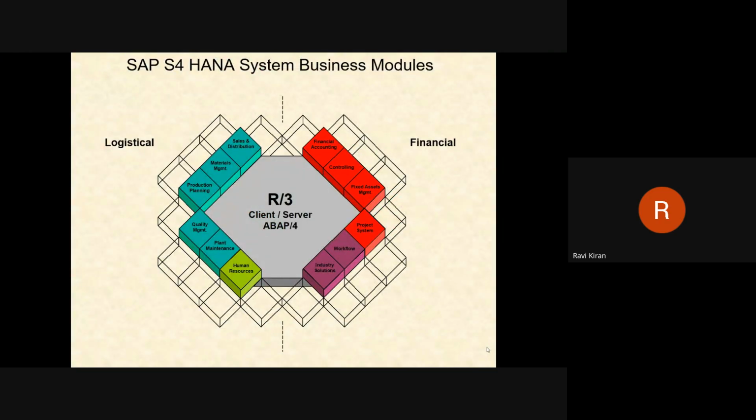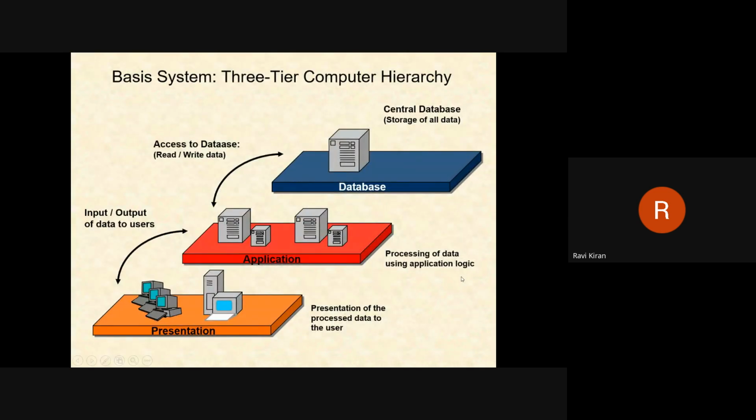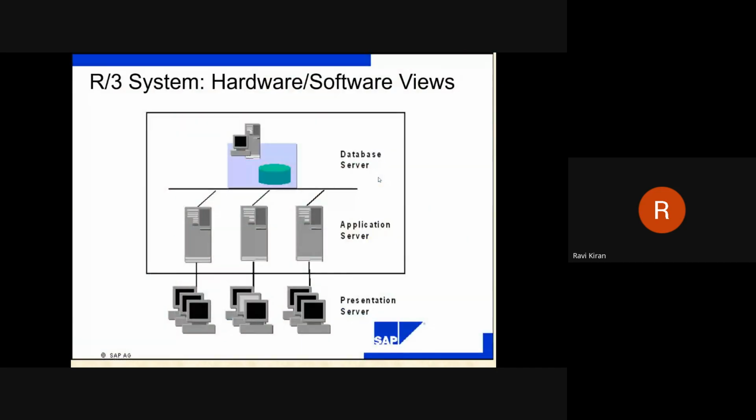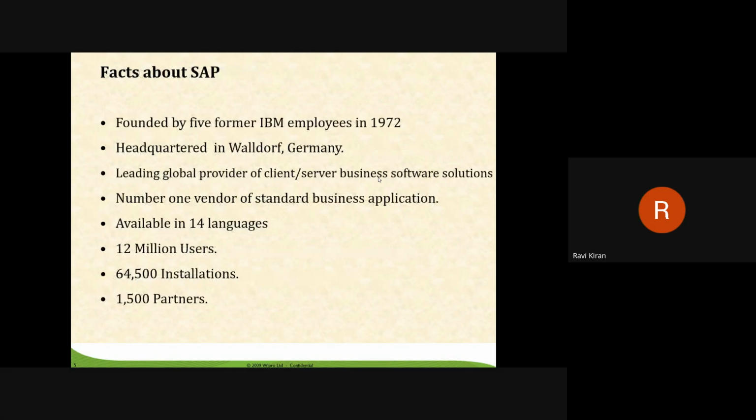So S4 HANA is a new cloud software of SAP, so that I am going to cover. And as I said, you have the presentation, application, and database. All these three things are very important. So people who want to start an SAP career, remember that. This is redundant data exclusion. This is managerial control. SAP will give you interface control, organizations, customers, competitors, everywhere. The business is going to work in a fantastic way.